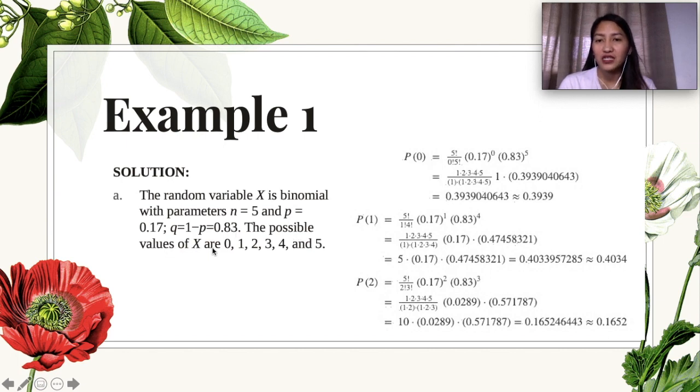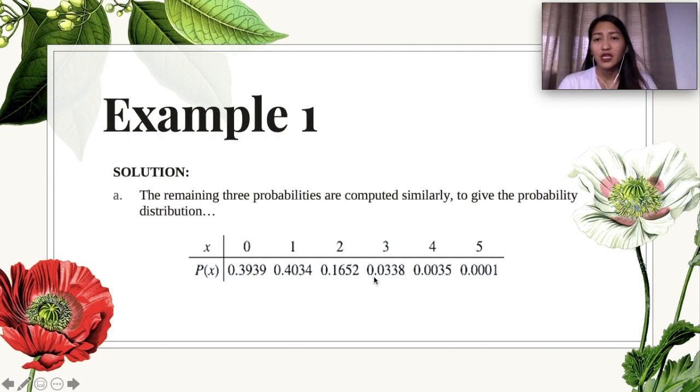The possible values of x are 0, 1, 2, 3, 4, and 5. Okay, so walang na-victimize. Isa yung na-victimize, 2, 3, 4, 5 yung na-victimize. So, to get the P0, all you have to do is to i-convert mo yung mga values mo sa ating formula. So, makukuha mo yung P0 is equivalent to 0.3939. Yung P1 naman, kapag kinonvert mo siya sa formula, ang makukuha mo na value is 0.4034. Kapag P2 is 0.1652. So, the remaining 3 possibilities are computed similarly. So, yung 3, 4, tsaka yung 5, gawin mo lang. And then, you will get the probabilities.